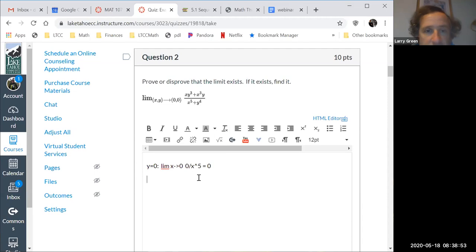Then you could choose y equals x, or if you want, x equals y equals t. Some people did it that way. There's a couple ways of writing it. And then we're going to have a limit as t goes to 0. The numerator now becomes t to the 4th, 2t to the 4th over, and the denominator is going to be t to the 5th plus t to the 4th.